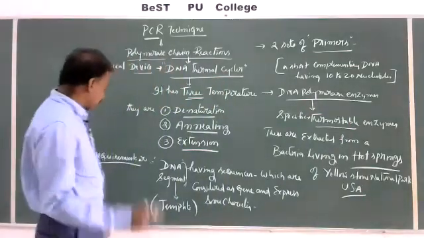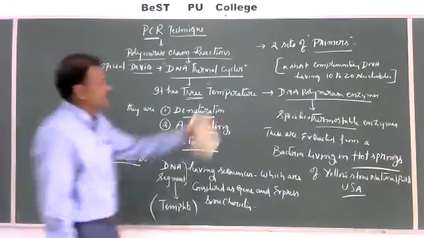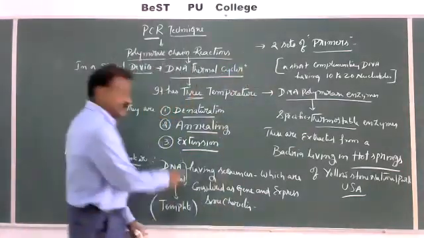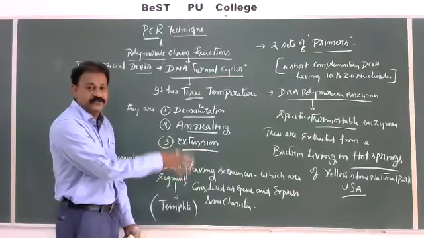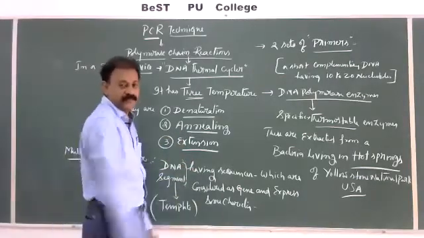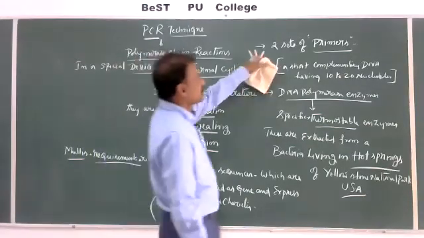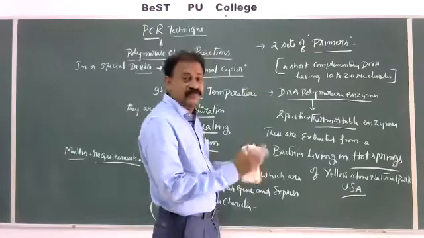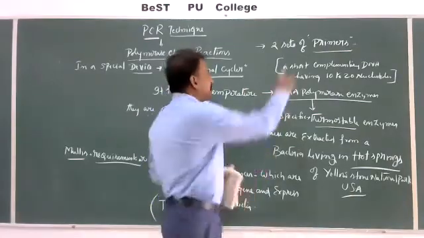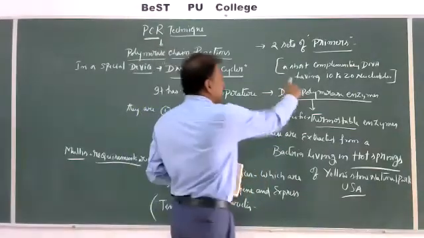So the requirements: DNA which can be used as a template. Which DNA? The DNA which has some sequences acting like a gene, which can express some character, maybe a protein, maybe an enzyme. Two sets of primers. A primer is that which will initiate the process of replication. Without primers, the process of replication cannot be initiated.